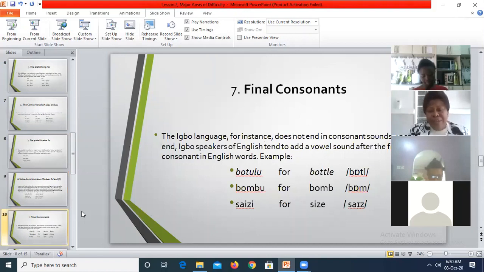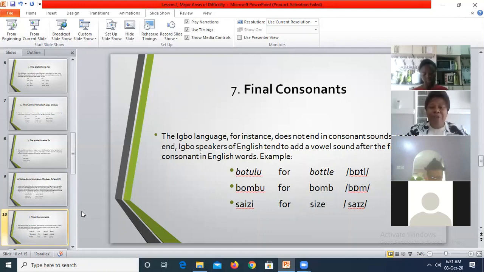Another is final consonants. Many English words end in final consonants. And when they do, some speakers of the Igbo language are likely to introduce a vowel at the end of such words, because Igbo words do not have a consonant at the end of their pronunciations, as we do in English. Many Nigerian languages are like that. No consonant at the end of the word. And so whenever we have consonants at the end of English words, the Igbo speaker is likely to introduce a vowel there.